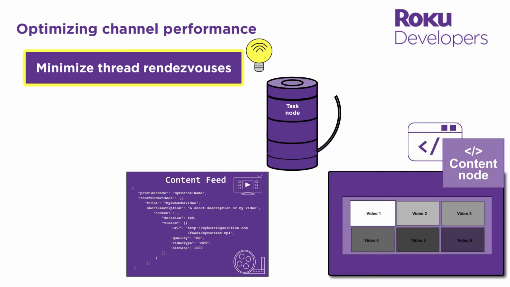Rendezvous require a lot of overhead, therefore use them as little as possible. In our example, the grid's content field is accessed just once. This is much better performance-wise than adding content to the grid one by one.